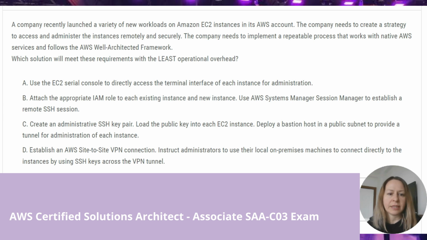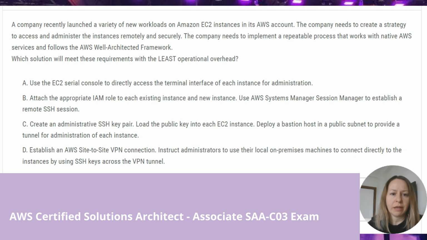Option D is to establish an AWS Site-to-Site VPN connection. Instruct administrators to use their local on-premises machines to connect directly to instances by using SSH keys across the VPN tunnel. So it needs to match the Well-Architected Framework and it needs to be the least operational overhead.